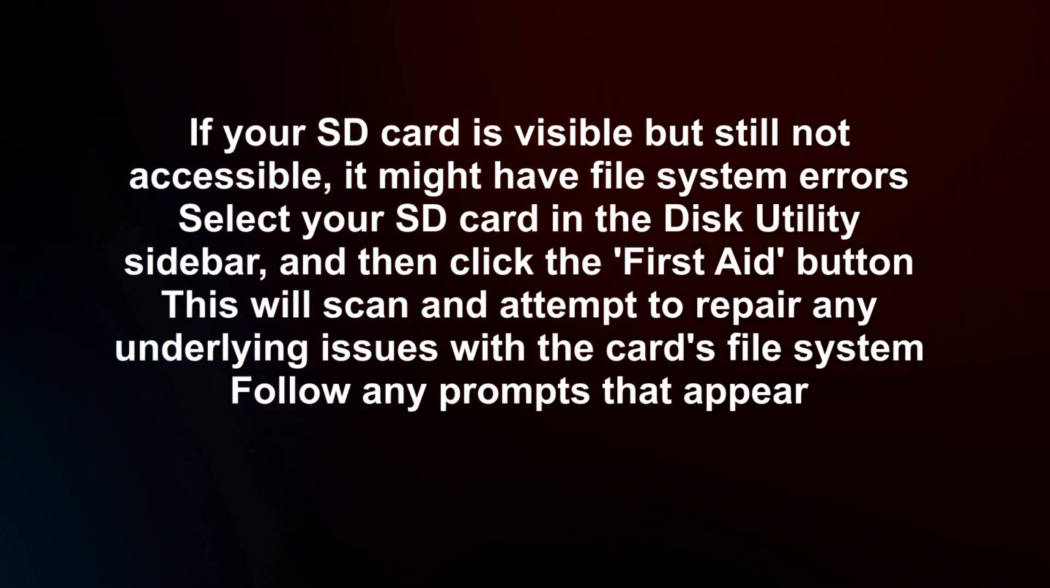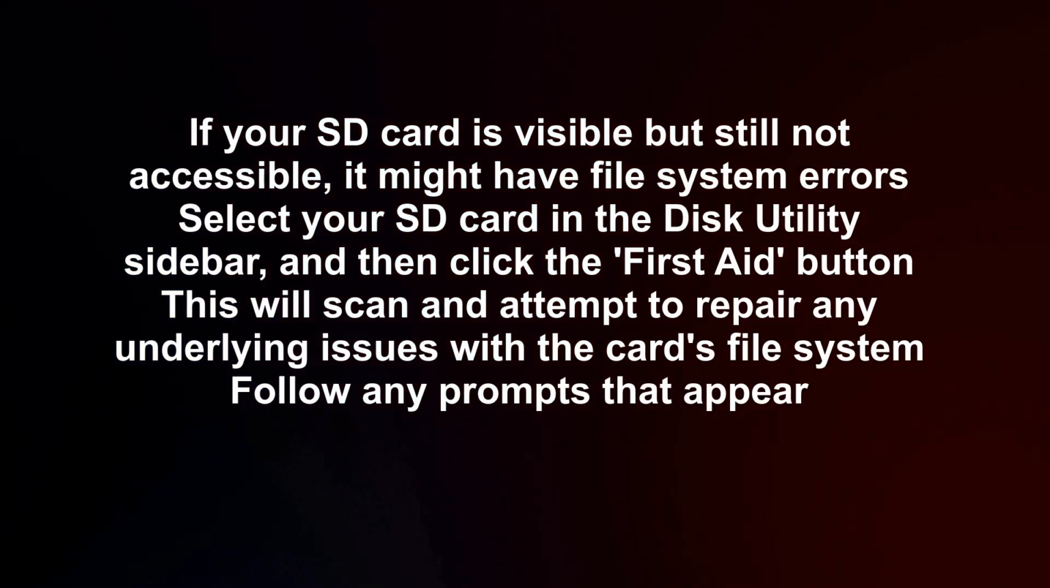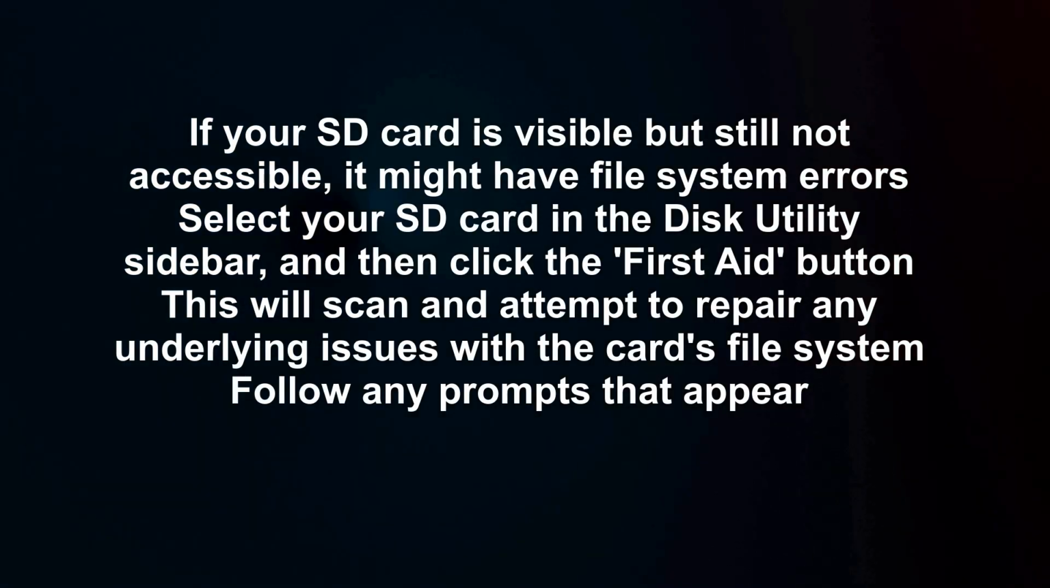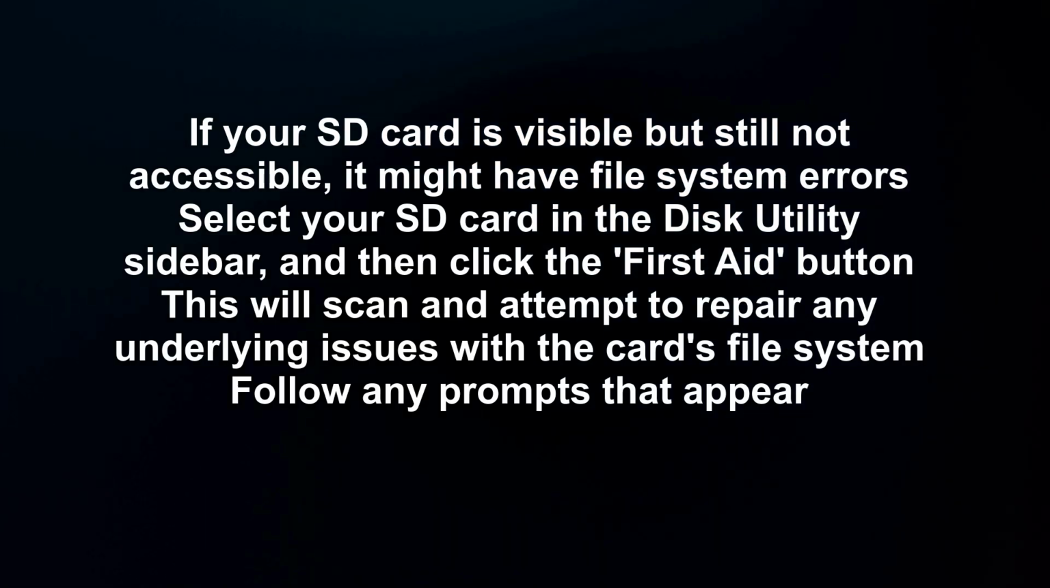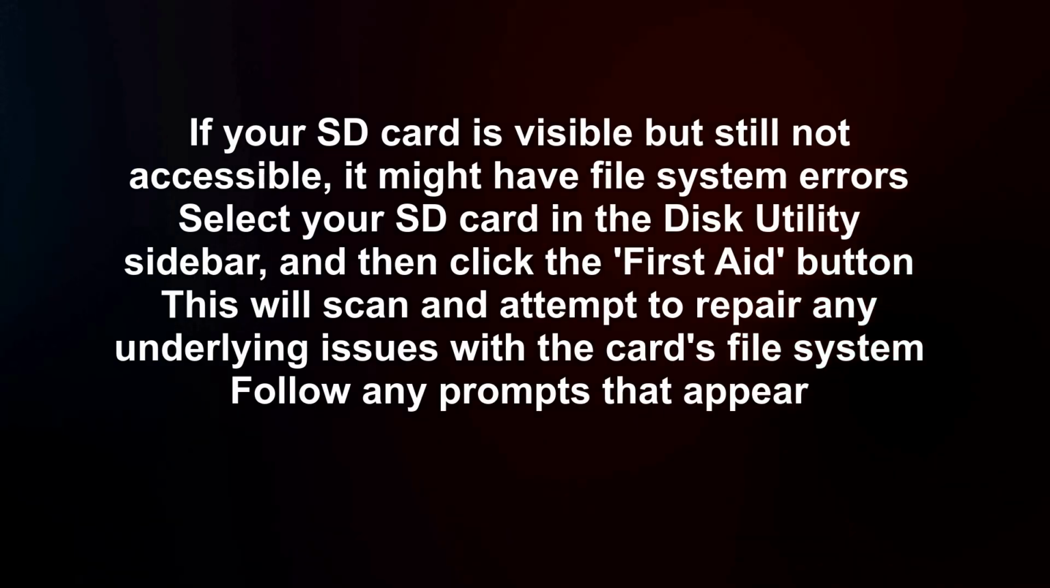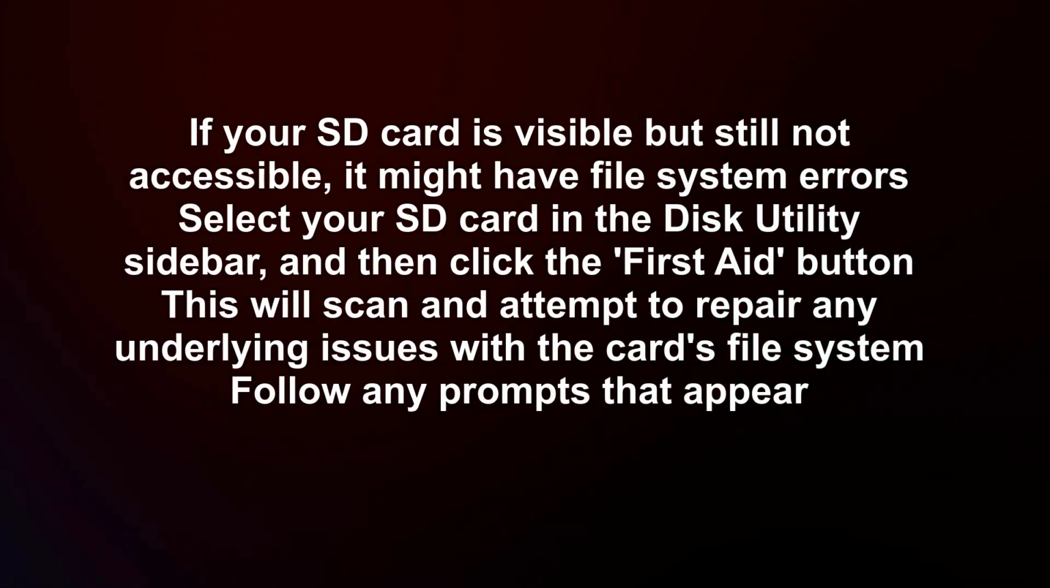If your SD card is visible but still not accessible, it might have file system errors. Select your SD card in the Disk Utility sidebar, and then click the First Aid button. This will scan and attempt to repair any underlying issues with the card's file system. Follow any prompts that appear.